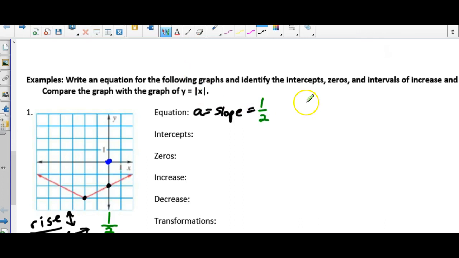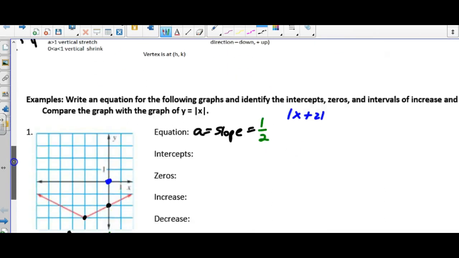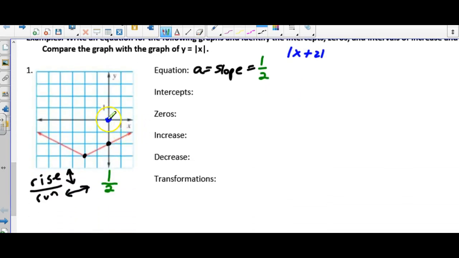Now, as far as the middle part, since I'm making the equation, you have x plus 2. Then let's look at how far down the vertex is from the origin. Remember k. K tells us up or down, how far up or down this thing moved. From the origin, the vertex is 1, 2, 3 units down. So k is -3. And by the way, this is h. h is 2.